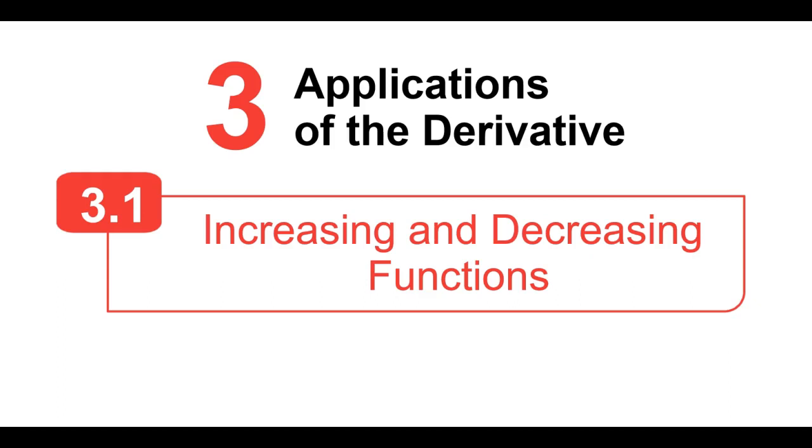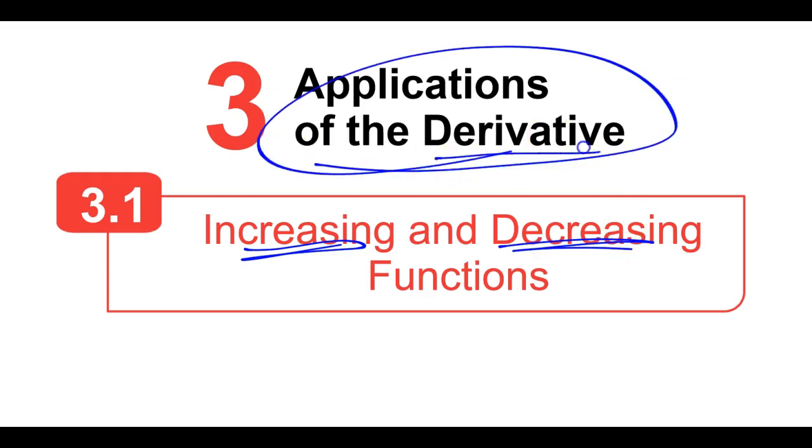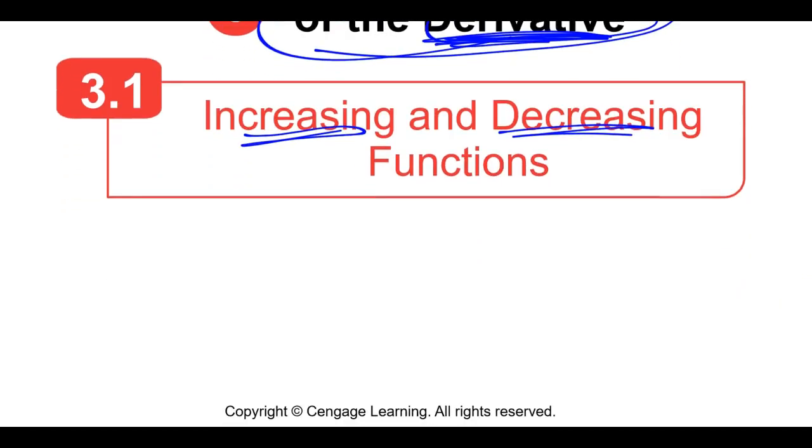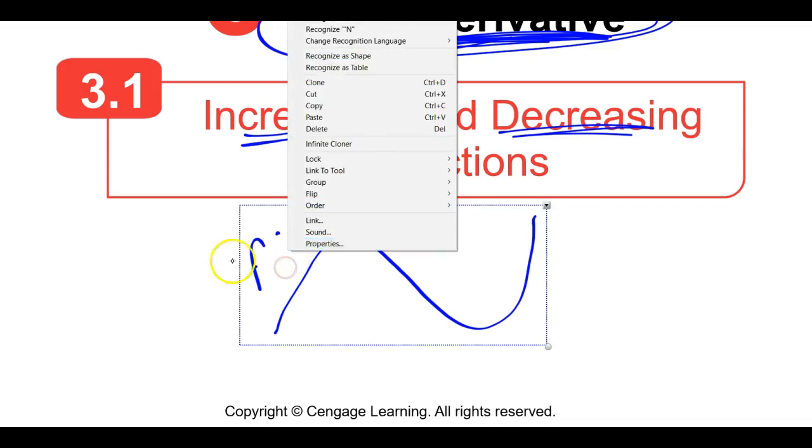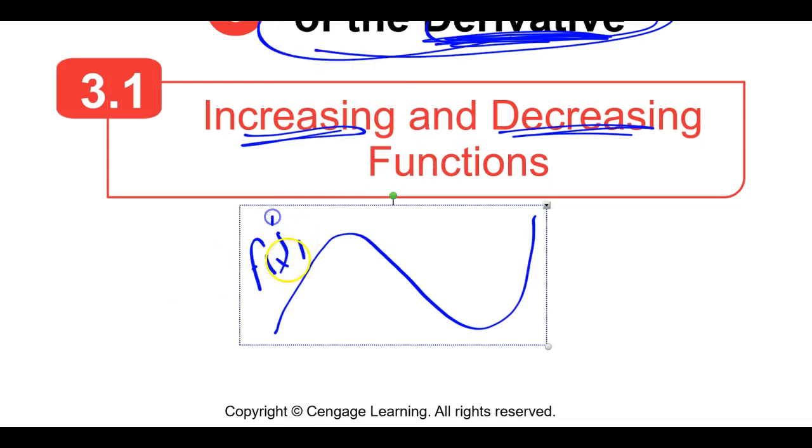Today we're going to start with our very first section, and we're going to talk about intervals of increase and decrease. So remember, we've been talking about derivatives in Chapter 2, and in this chapter we're going to be looking at the applications of derivatives. Why are they important? The first thing we're going to explore is that the first derivative tells us about intervals of increase and decrease.